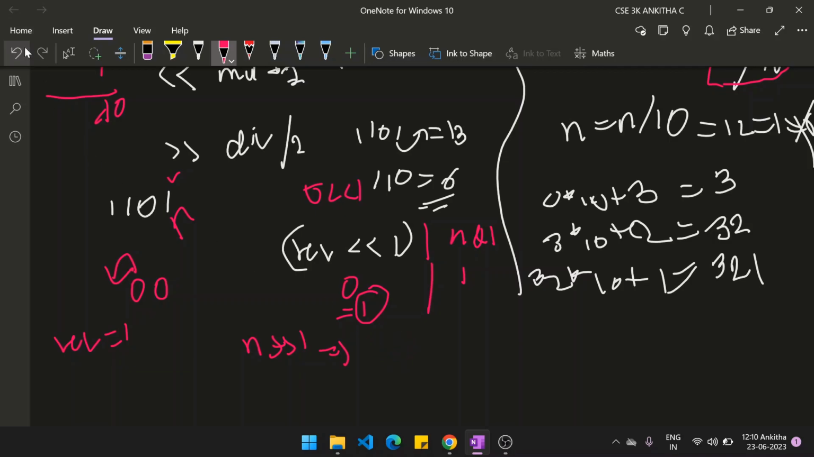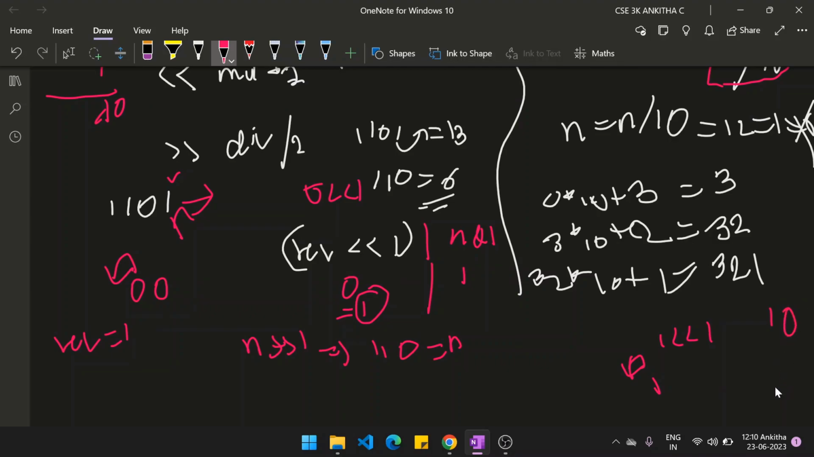Sorry. So if you do right shift, it will be 110. So now n is equal to 110. Reverse is 1. Again reverse 1, if you do left shift, what will it give you? If you do left shift of 1, what will it give you? So 1 is moved backward and 0 will be added over here.